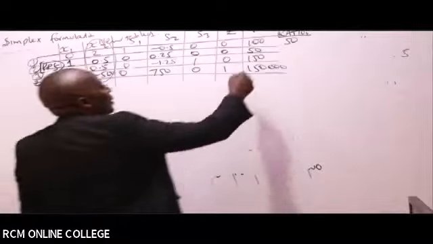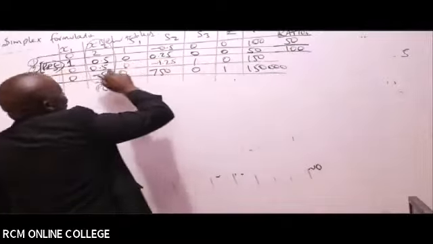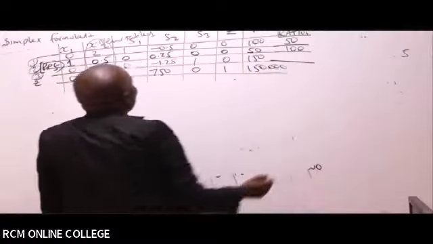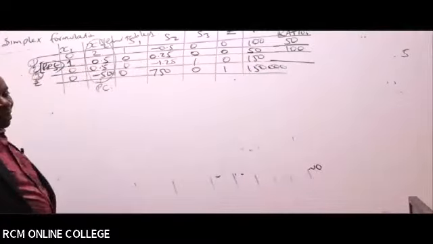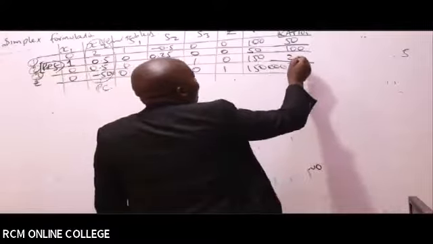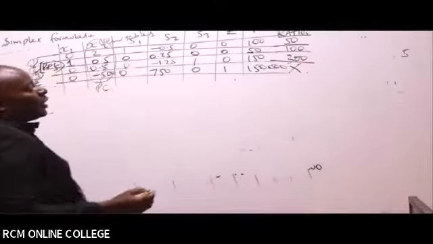100. So this gives us 100. Thank you so much. 150 divided by 0.5. That gives me 300, right? 300. Then remember, we do not calculate a ratio for the Z.